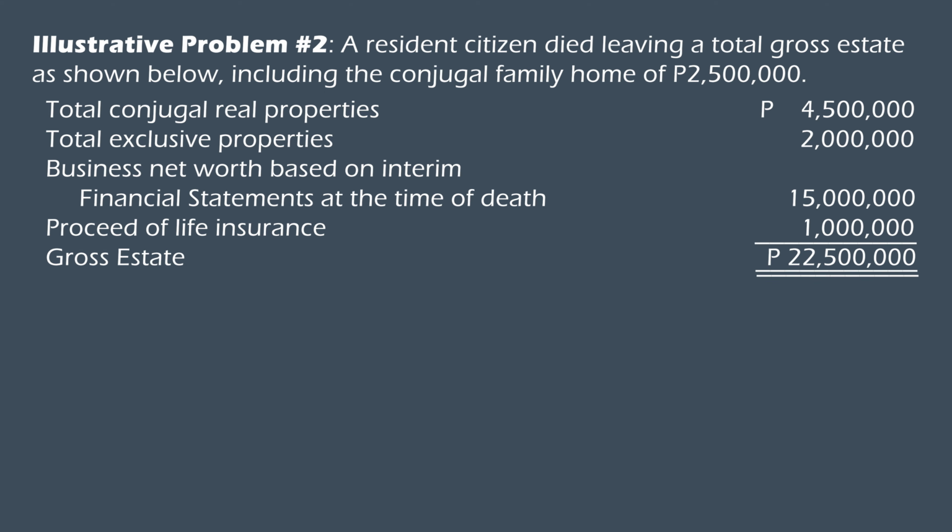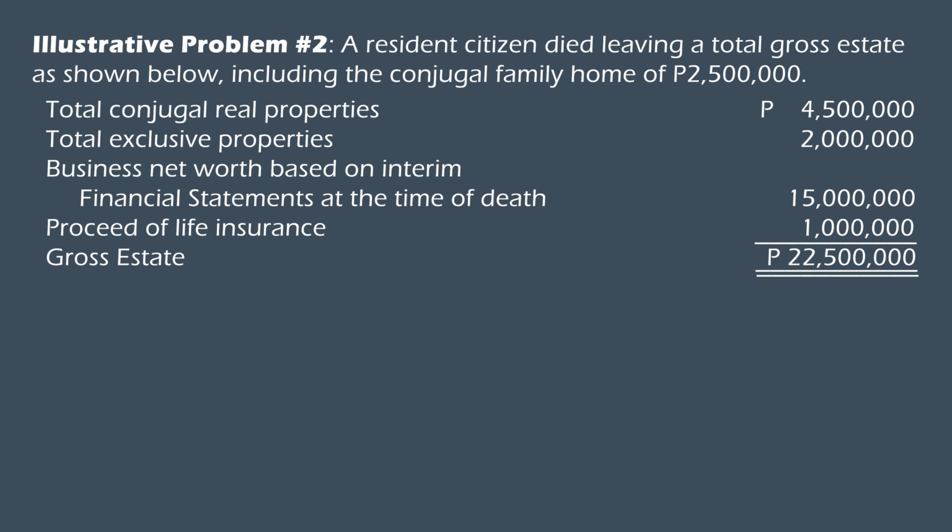A Philippine resident citizen died leaving a total gross estate of 22,500,000, which includes a conjugal family home of 2,500,000. So take note, you have your total conjugal real properties, which is 4.5 million, and then total exclusive properties, which is 2 million, and then business net worth based on interim financial statements at the time of death, which is 15 million, and then proceeds of life insurance, 1 million.